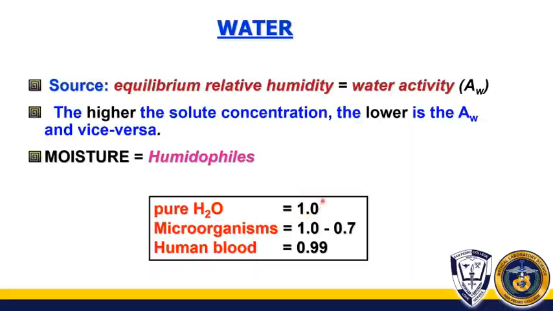The water activity of pure water is 1.0. That's 100% water. Water activity is affected by the presence of solutes such as salts or sugars that are dissolved in the water. The higher the solute concentration of a substance, the lower is the water activity, and vice versa. Microorganisms live over a range of water activity from 1.0 to 0.7, and the water activity of human blood is 0.99.